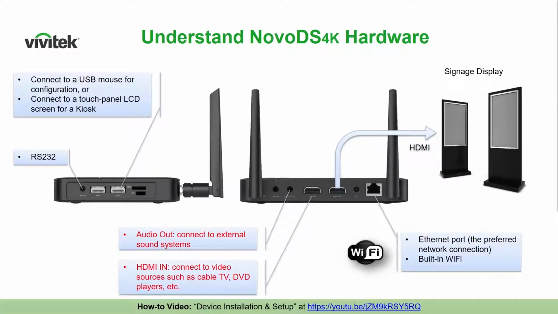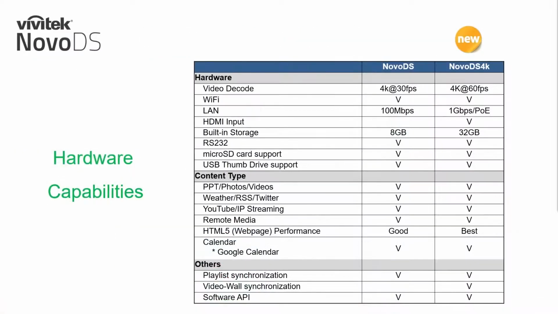Moving on to the NovoDS 4K, this unit is able to support 4K video at 60 frames per second. It also has external antennas, dual USB, a dedicated RS-232 port, and a major differentiator, a live HDMI in, for your digital signage applications that want to incorporate live TV broadcasts like news or sports.